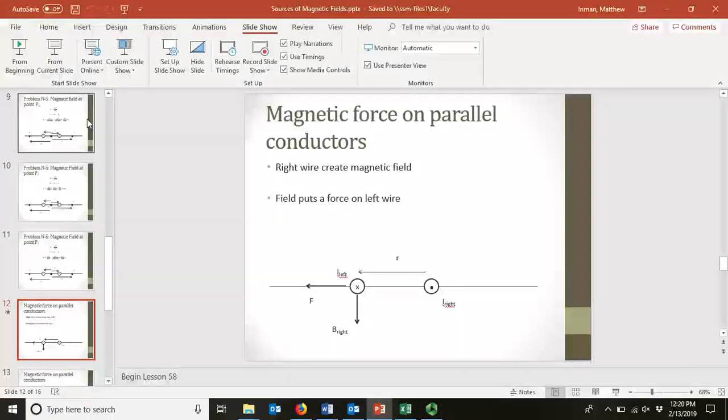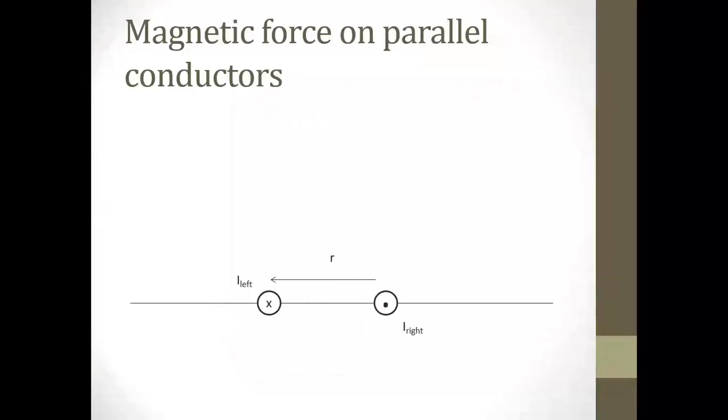Alright, so in this lesson we're going to start dealing with forces between parallel conductors, or parallel wires with currents. Let's go back to our situation where we have two wires. The wire on the left has a current going into the page, and the wire on the right has a current going out of the page. I want to look at the force on one of these wires caused by the magnetic field created by the other wire.